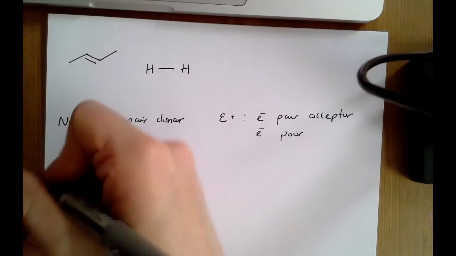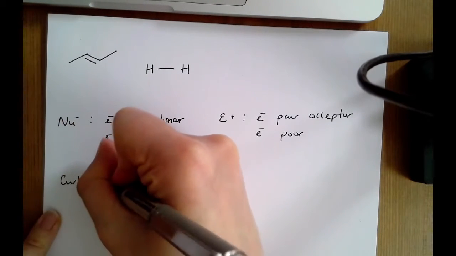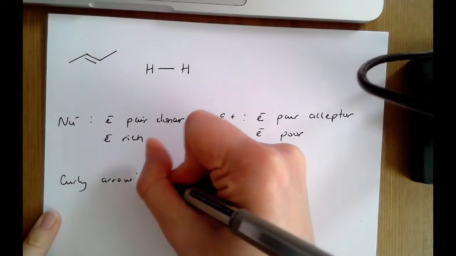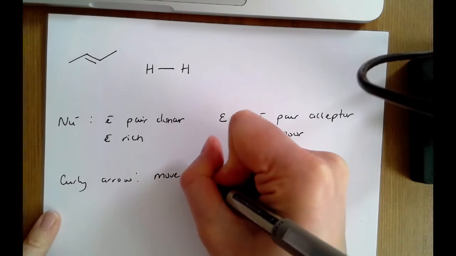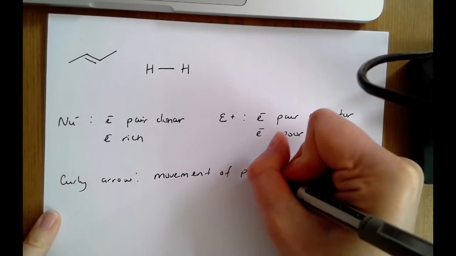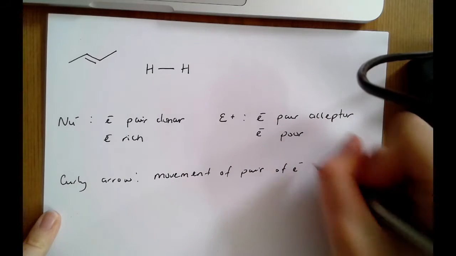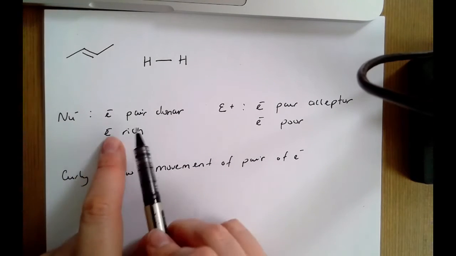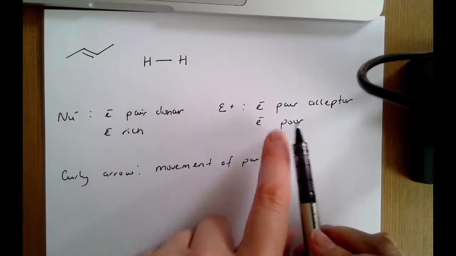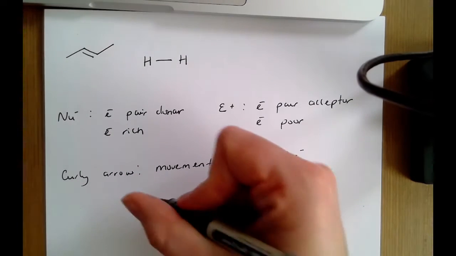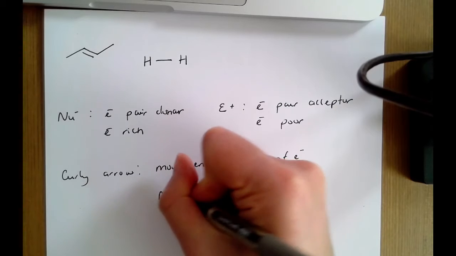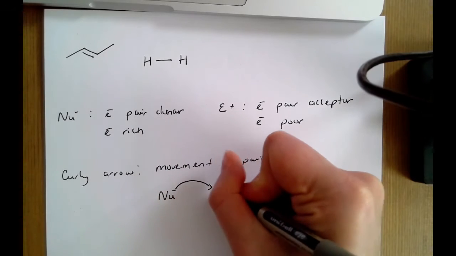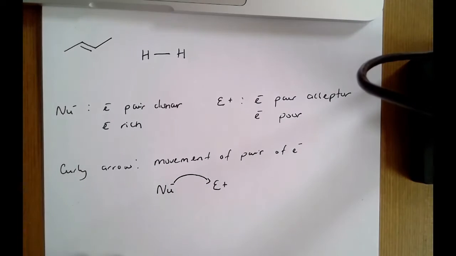Your curly arrow shows the movement of a pair of electrons. Electrons are always going to move from an area that's electron rich to an area that's electron poor. So you're always going to start your arrow at your nucleophile and end your arrow at your electrophile. That will always, always, always be the case.